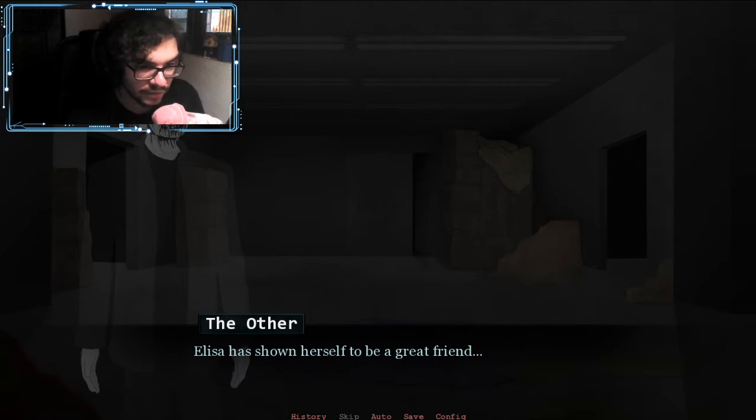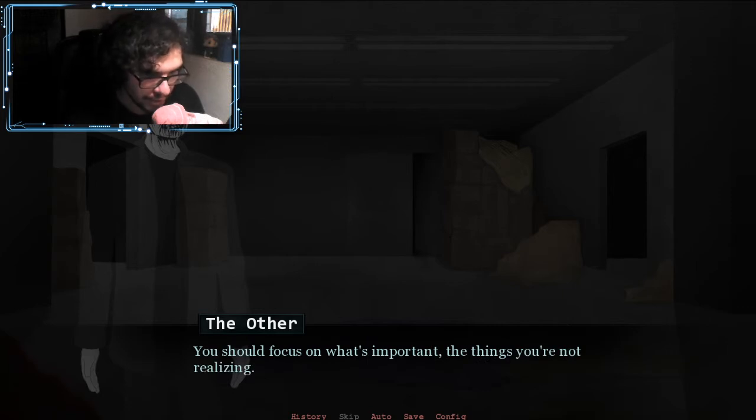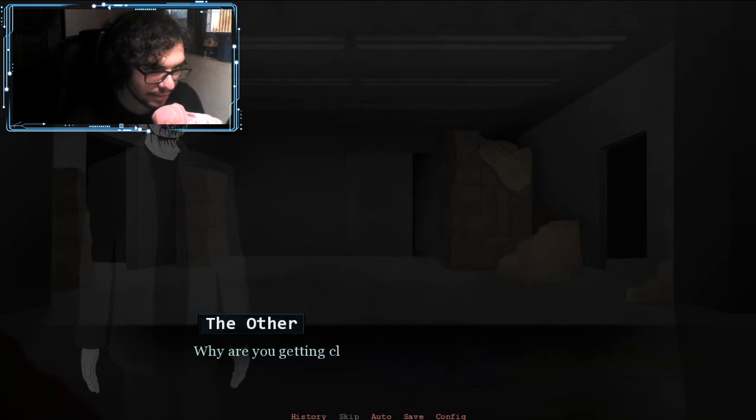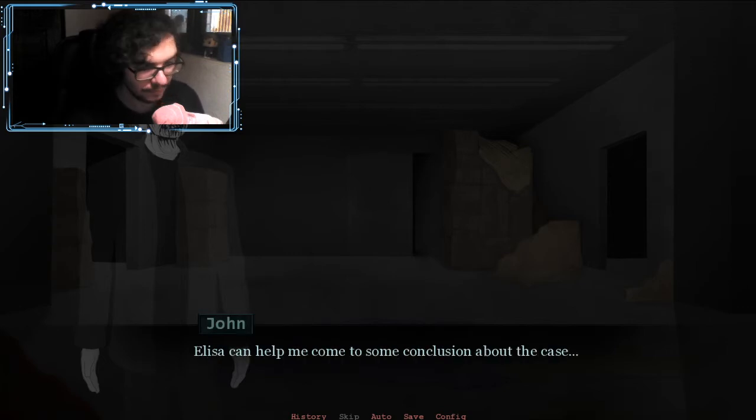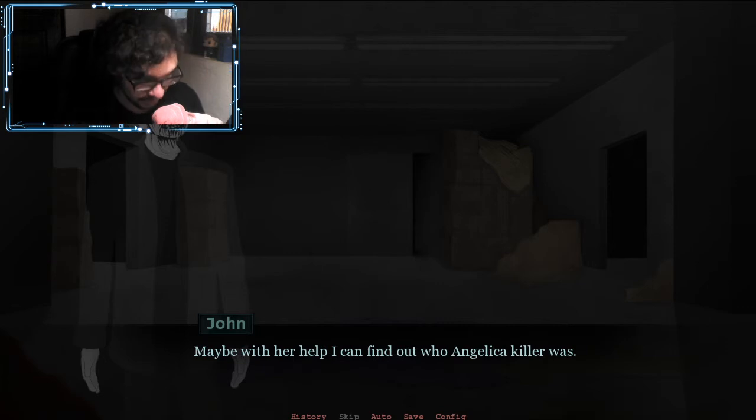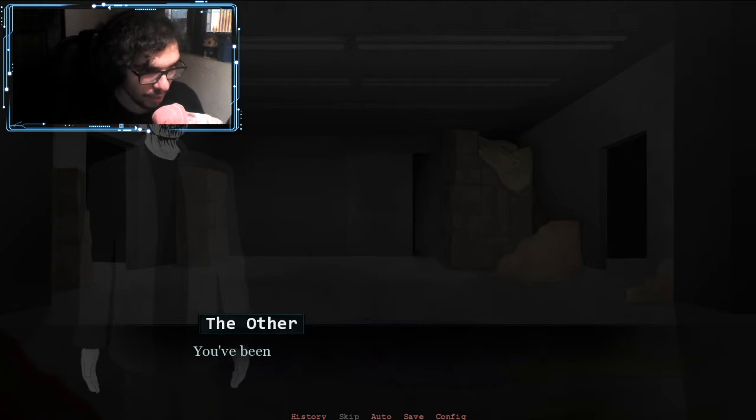Eliza has shown herself to be a great friend. She's been quite present. You should focus on what's important, the things you're not realizing. Why are you getting close to Eliza? Eliza can help me come to a conclusion about the case. Maybe with her help I can find out who Angelica's killer was. So what?